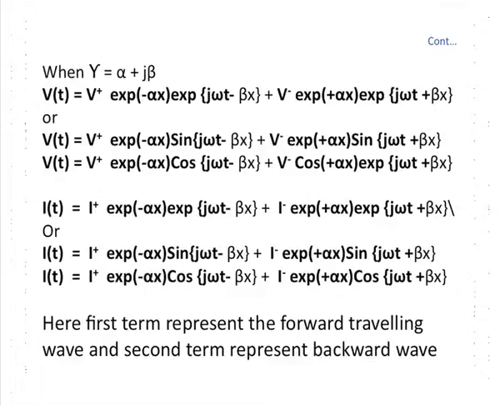Similarly, the current is also an oscillatory wave and its magnitude is decreasing. We are measuring the distance from the source side. So, we can see the backward wave has the coefficient of exponential positive alpha x, that means the magnitude of the reflected wave is maximum at the load side and it is decreasing toward the source side.